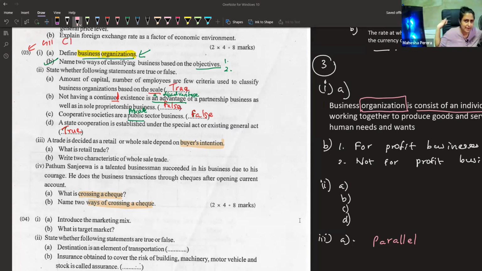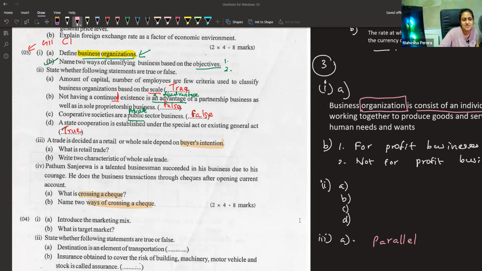We have a back of a check as well. The check has a back. What do we do at the back of a check? It's endorsement. Crossing is done on the face of a check. So we have to specify where we do this crossing: on the face of a check.